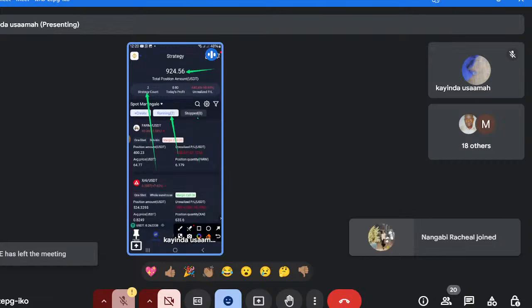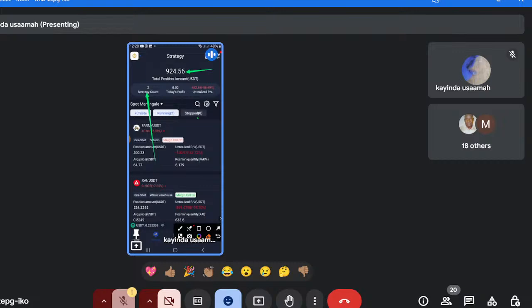The first is total position amount. That is the amount of money the robot has invested in a coin, the whole amount, the coins you posted and the coins which are running. The robot is going to show you the amount of money invested in those coins. For example, here it shows my tokens have $924. This is the amount of money the robot invested in a coin in the trades I have.